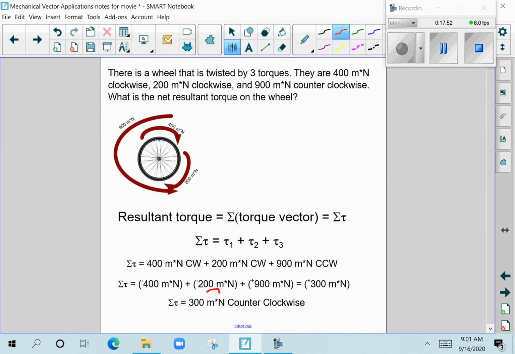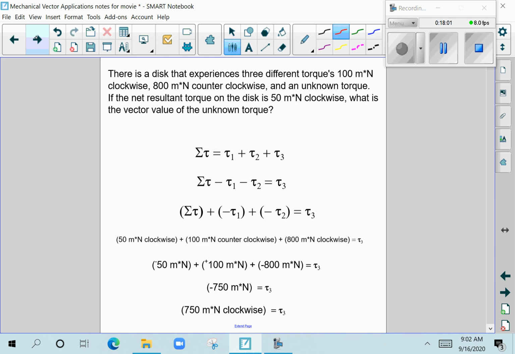Again, not really talking about what a meter newton is. Don't really care at this time. So we're just adding up our vectors. All right.